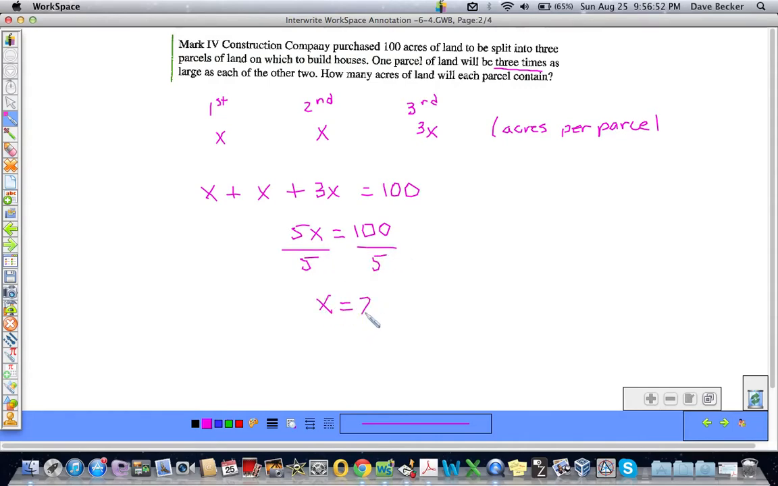Now, a big mistake folks make is once they solve for a variable, they forget to see if they answered the question. The question isn't what does x equal, it's how many acres of land will each parcel contain. Well, x equals 20. Well, that means the first parcel has 20 acres because x equals 20. The second parcel has 20 acres because x equals 20. And the third parcel has 3 times 20, or 60 acres. And we can do a quick check because 20 plus 20 plus 60 had better add up to 100, which it does. So that's a nice little check we can do there.